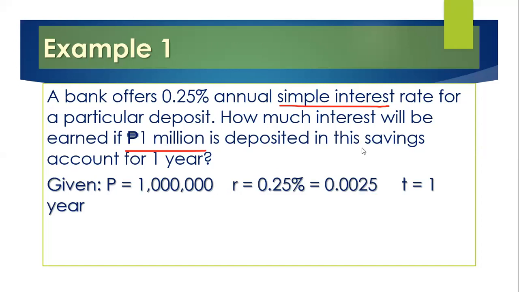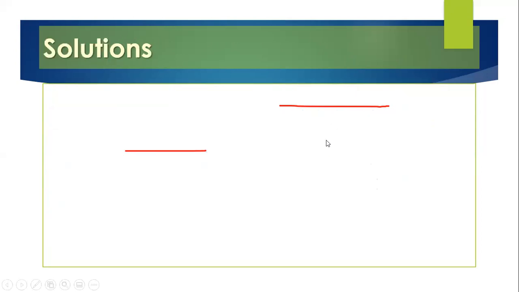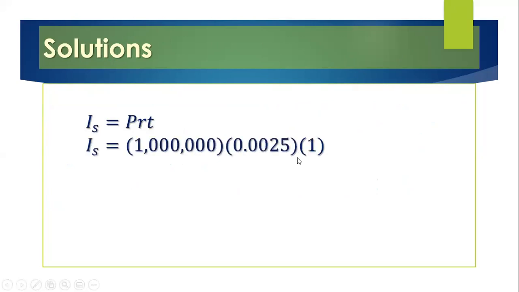Then T, so ang kukumputin mo daw is after 1 year. Okay, so magkano kaya yung naging interest? So find I sub S. So sabi, we have the formula PRT lang, no? I sub S equal to PRT, multiply the principal to the rate of interest and to the number of years. Okay, so 1 million times 0.0025 times 1.